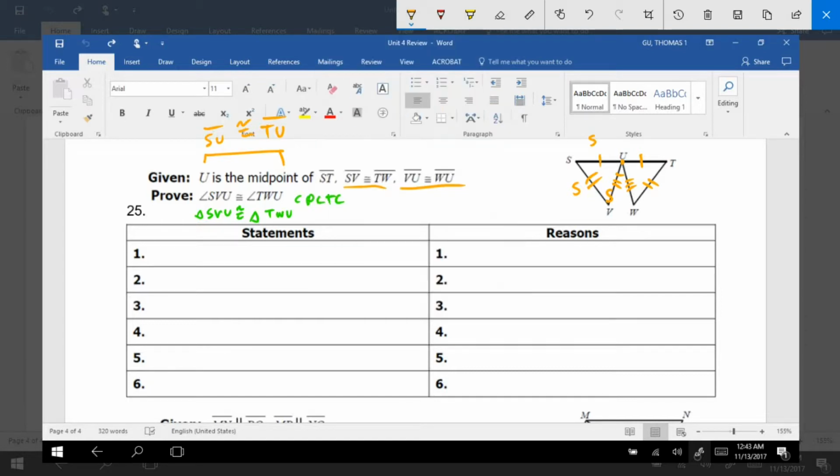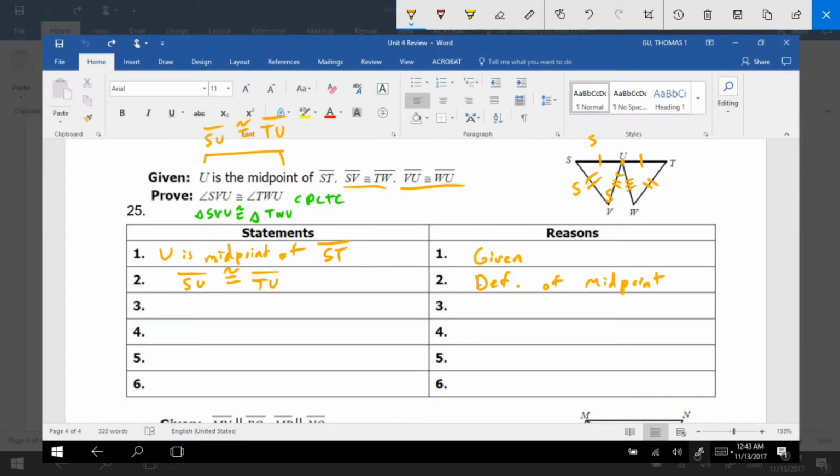So step 1, U is the midpoint of ST, and that's in the given. And what does that tell me? What does the midpoint tell me? That tells me SU is congruent to TU, and that is the definition of midpoint. Good job. There you go.